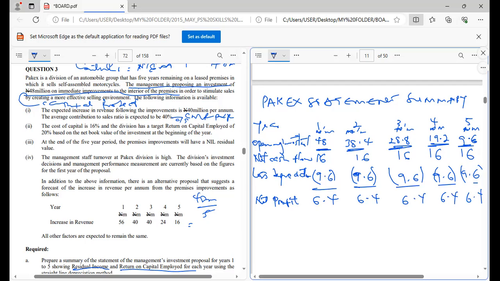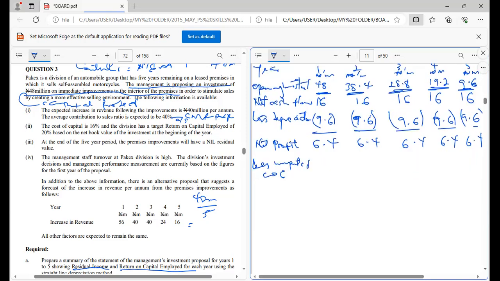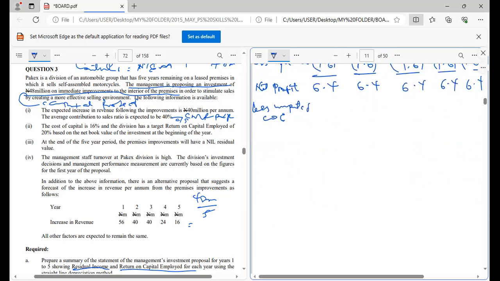So for us to ascertain residual income, let's say we want to calculate residual income. We say it is profit minus what? The imputed cost of capital, or imputed charge. So we say less imputed cost of capital. And this imputed cost of capital, what will it be? For year one, what is the value of the investment in year one? The proposed investment, what is the value?